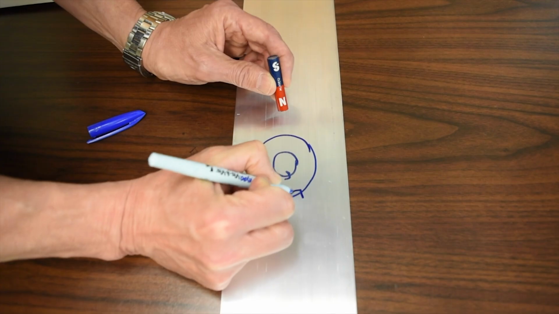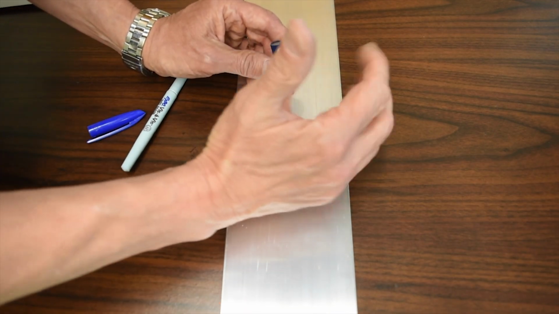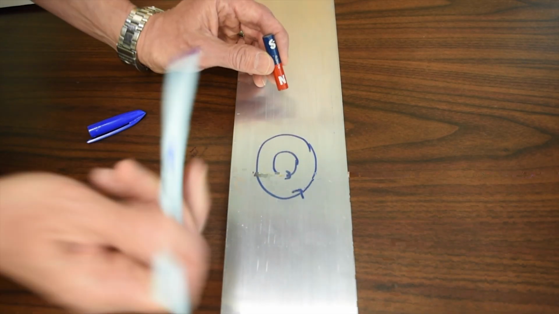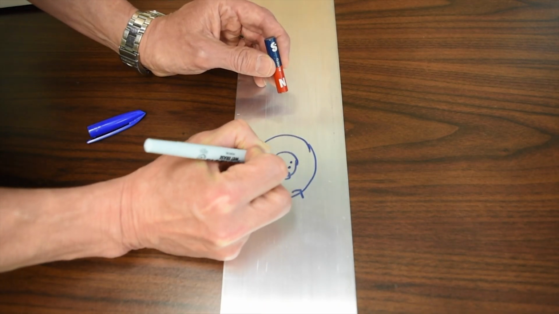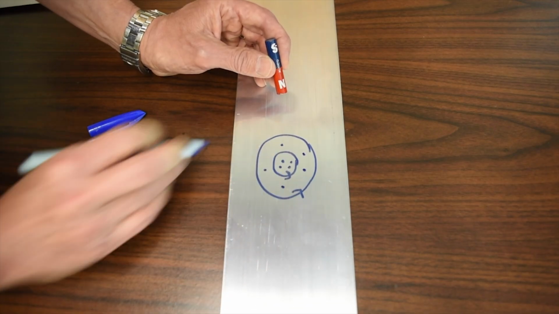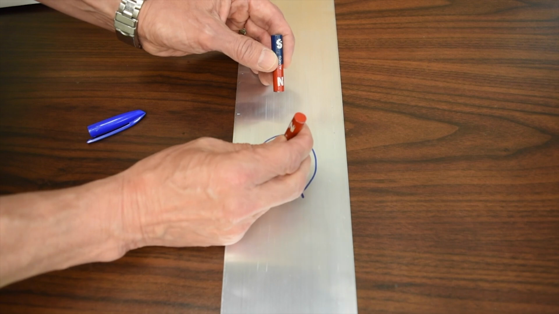a counterclockwise direction. So remember, put the fingers of your right hand in the direction of the current flow, and your thumb will point in the direction of the magnetic field. So that will be a magnetic field coming out of the aluminum. And it will be like a North Pole pointing out.